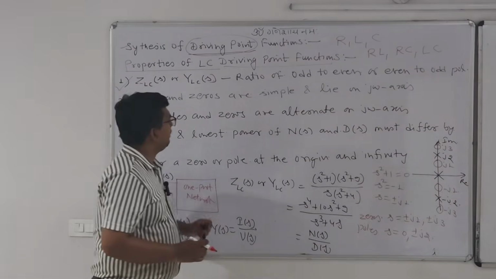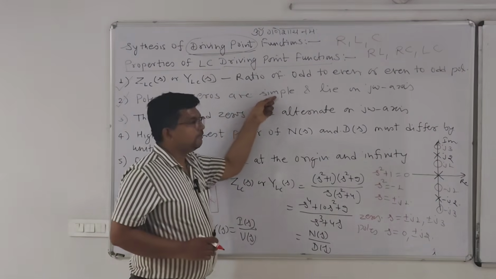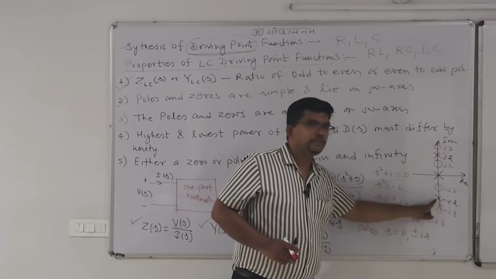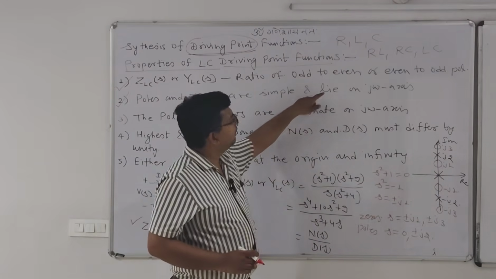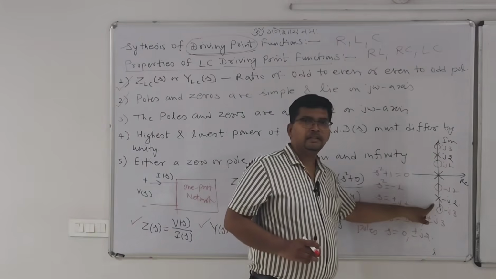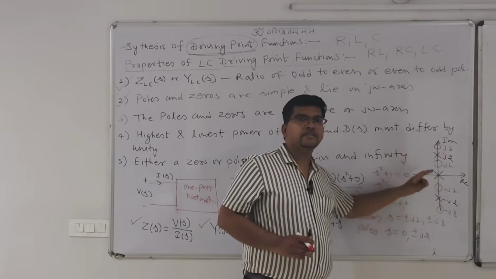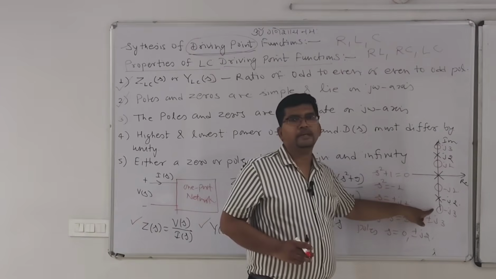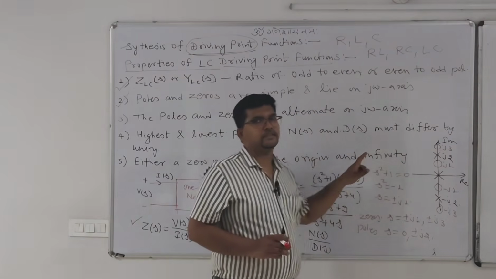So the second point says that the poles and zeros are simple. It means there should be no repeated poles and zeros on the j omega axis. They are all non-repeated and they lie on the j omega axis. It means in case of the LC network synthesis, all the poles and zeros will lie on the j omega axis. They will not lie on the real axis or at any other locations.